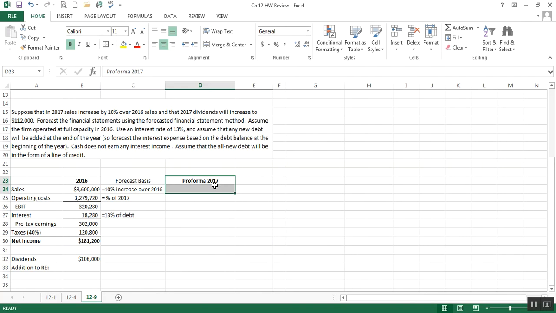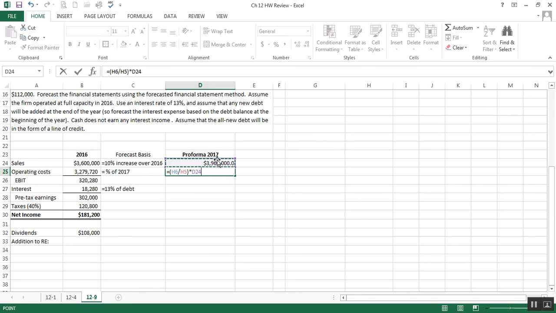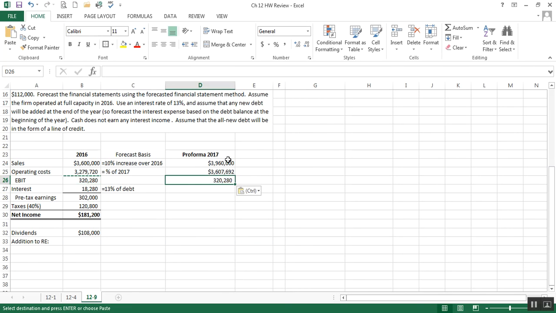All right, so let's start with our sales. It's going to equal an increase of 10%, so equals that times 1.10. Okay, and let's calculate the ratio of operating cost to sales. So it's operating cost divided by sales. And we're going to multiply that by our 2017 sales, so the ratio stays the same. Okay. So EBIT is sales minus operating costs.